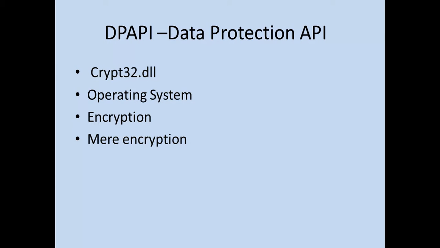So DPAPI is the Data Protection API. SecureString uses this DPAPI to encrypt the data and store it in memory. This DPAPI is responsible for encrypting the data, but storing the data is up to the application. This is performed using the crypt32 DLL, which is part of our Windows operating system, so we don't need to download or install something; it's readily available. The main purpose is to encrypt the data and protect it, and it doesn't store it anywhere.